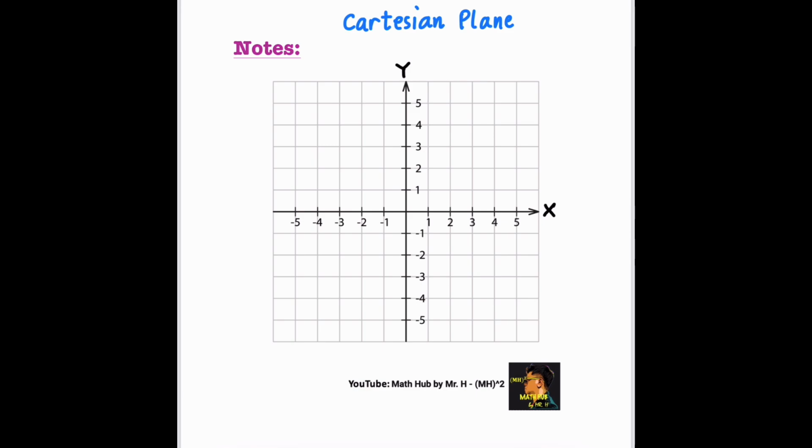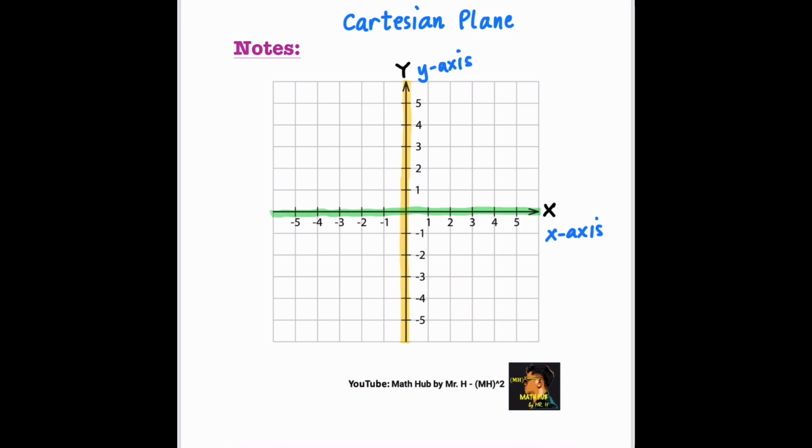Alright, but first you need to get familiar with the parts of the coordinate plane. So the first one that I want to talk to you about is what we call the axis. Okay, so there are two axes here. So the first one is this horizontal number line right here, so we call it the x-axis. The other axis is the y-axis, which is the vertical number line.